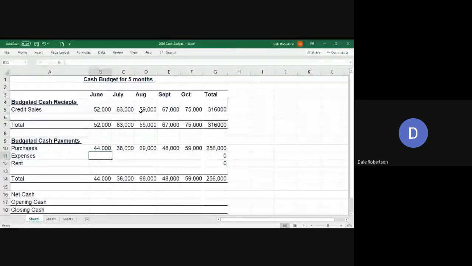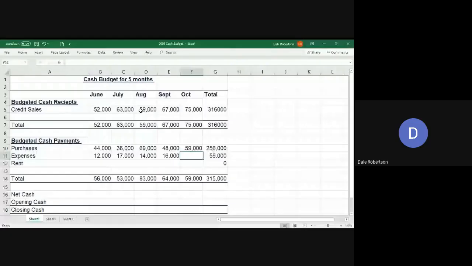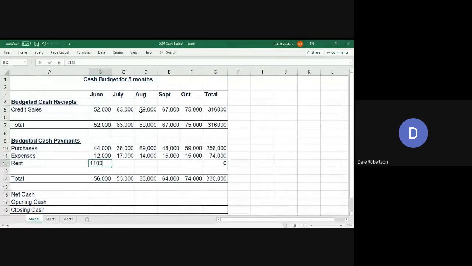Expenses. Well, it tells you that the expenses are paid as they are incurred, which is easy because that's just numbers from the question: 12,000 in June, 17,000 in July, 14,000, 16,000 in September, 15,000 in October. And then the rent, well, it says in the second bullet point that rent is 1,100 every month. So therefore we can replicate this across. That's 1,100 and we bring that right across here. And that's going to be 1,100 each month and a total of 5,500.